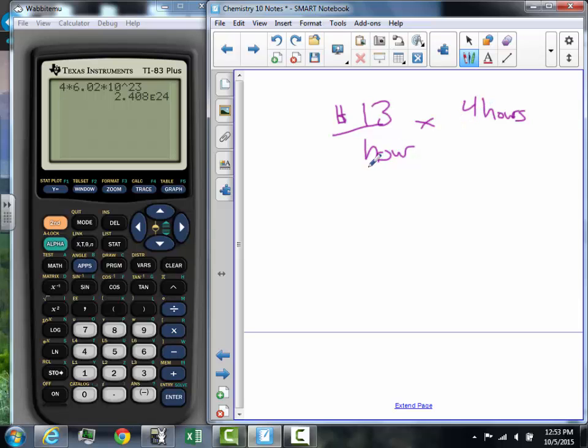Do you guys see how there's an hour symbol right down here on the bottom, and there's an hour symbol up here, but it's not on the bottom? Mathematically, these two things cancel. 4 times 13 is 52, but the only unit that's not been canceled is this money symbol right here. So then Gabe would have made $52. Good job, Gabe.